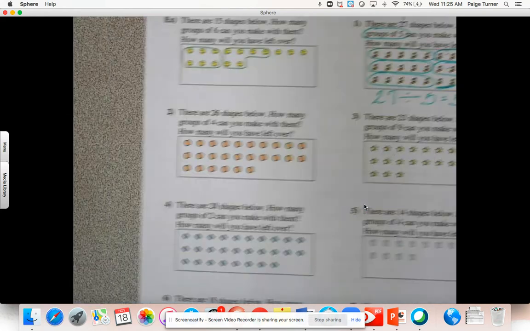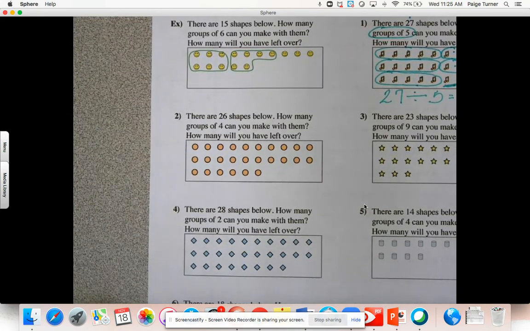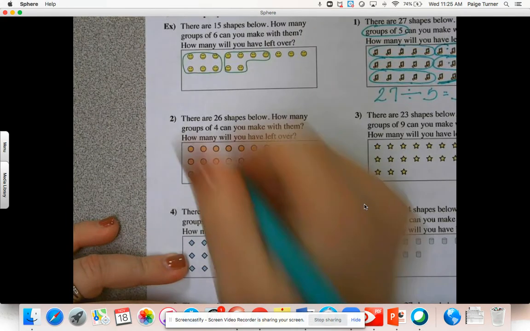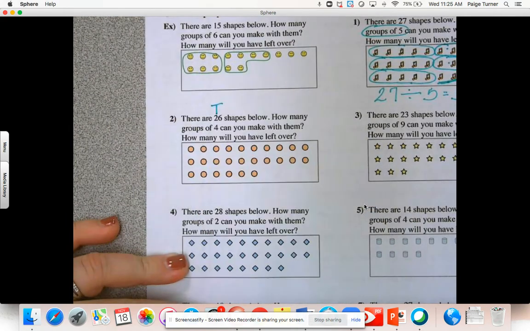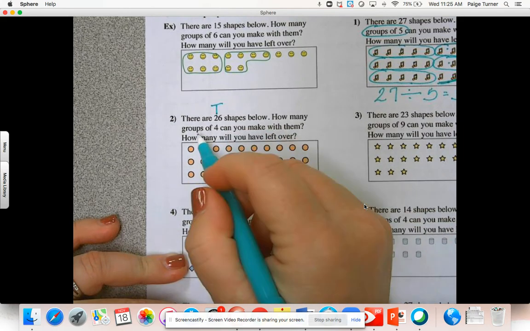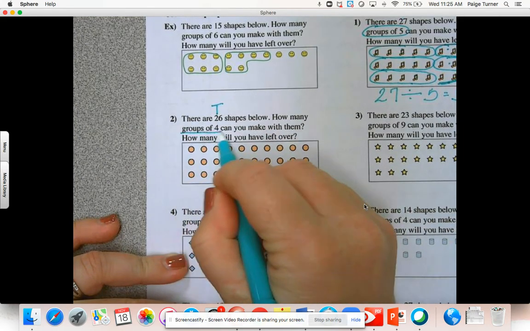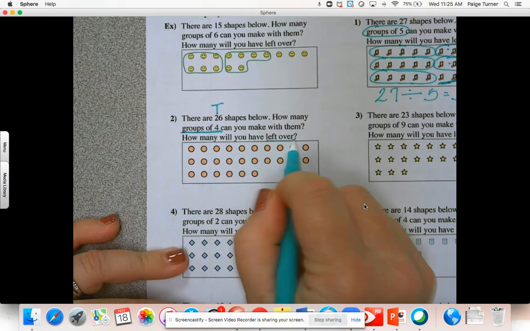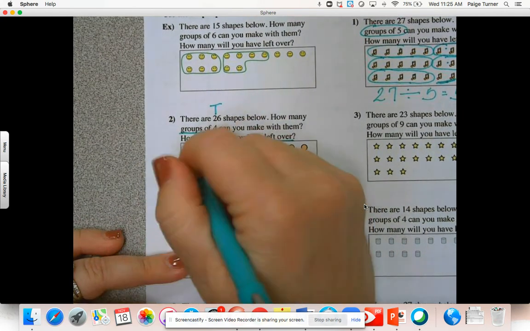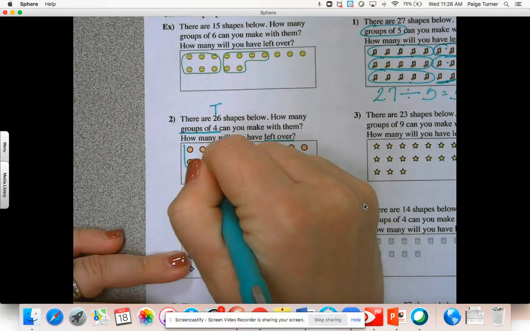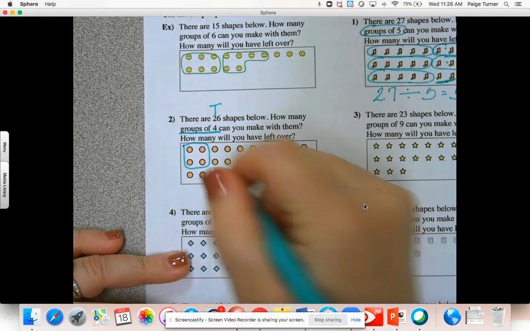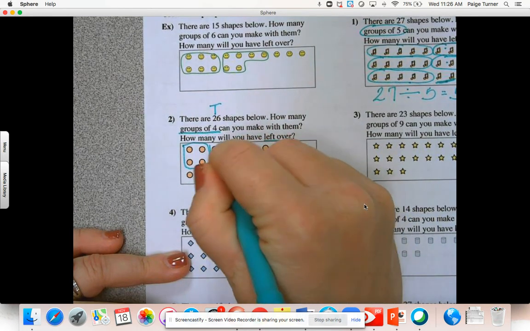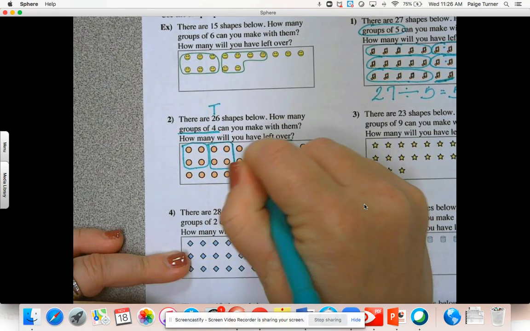All right, so number 2, it says there are 26 shapes below. So that's our total number of shapes here. How many groups of 4 can you make? So this time we're going to make groups of 4, and we want to know how many will be left over. So let's make groups of 4 here. 1, 2, 3, 4. 1, 2, 3, 4. 1, 2, 3, 4.